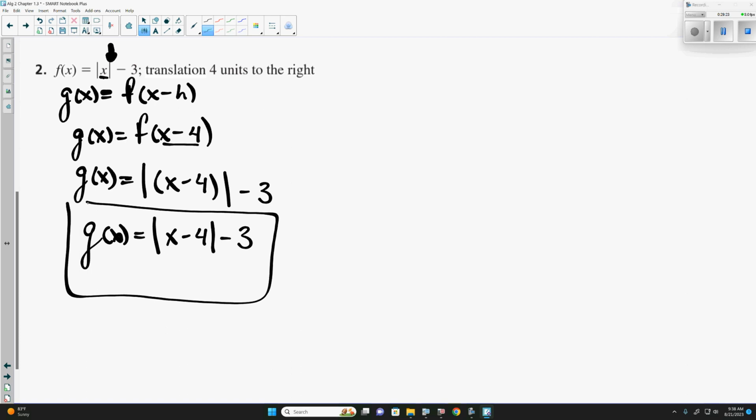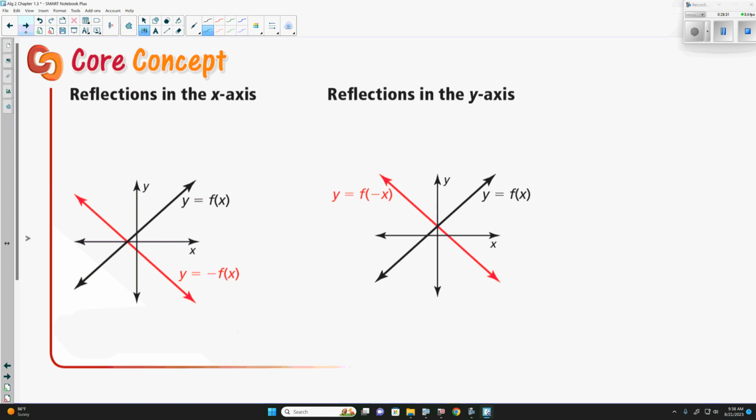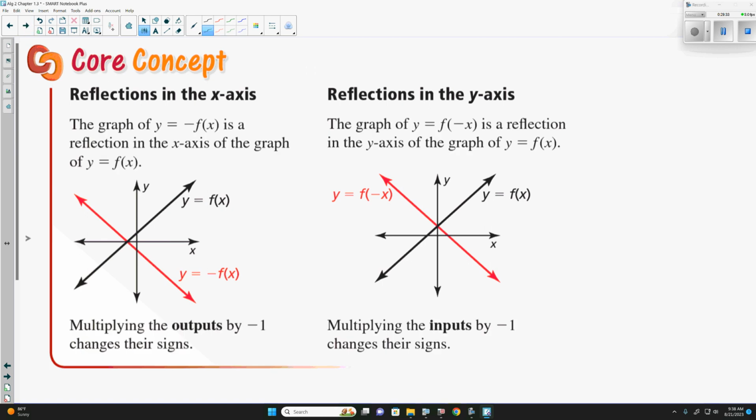Questions on this here? Questions on anything we've done so far? Reflections. Reflections across the x and y axis. The graph y equals negative f of x is a reflection across the x-axis. And the graph y equals f of negative x is a reflection across the y-axis.